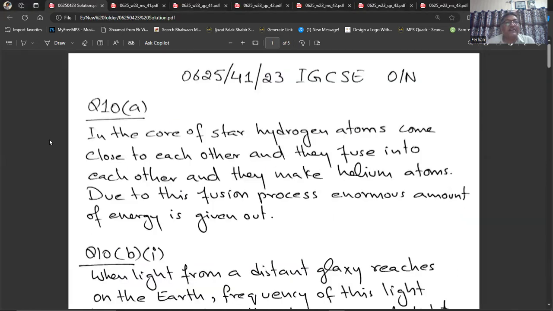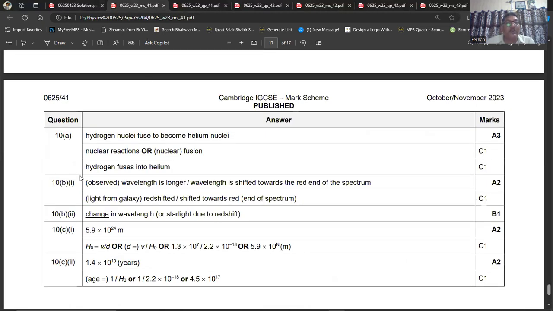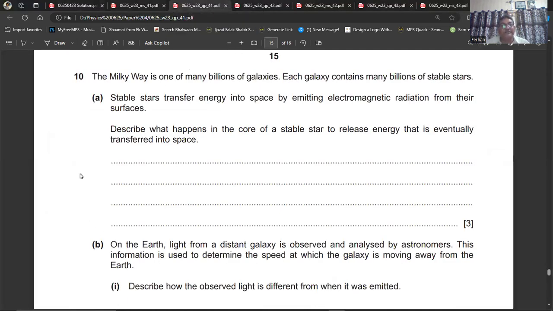Let me show you my written answer. In the core of a star, hydrogen atoms come close to each other and fuse into each other and make helium atoms. Due to this fusion process, an enormous amount of energy is given out. Let's have a look at the marking scheme. Hydrogen nuclei fuse to become helium nuclei, nuclear reaction or nuclear fusion, hydrogen fuses into helium. So this was a 3 marks part.